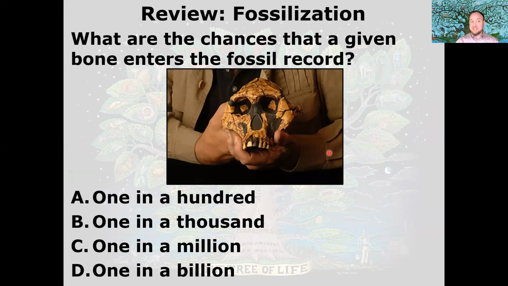Okay, so what are the chances that a given bone enters the fossil record? So one problem is that bones are often broken up. This is an early hominin skull. You can see the black is like an epoxy or a resin that holds the broken pieces in place. This skull was found and they had to cobble it together like a jigsaw puzzle, and some of the pieces are missing. It's very unlikely that anything gets fossilized at all.